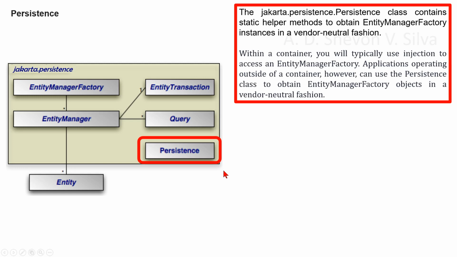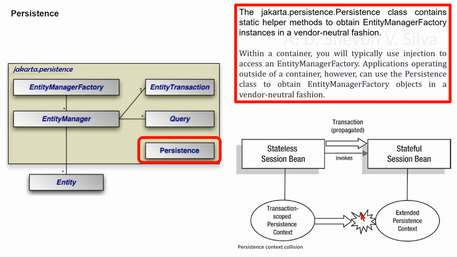Within a container, you will typically use injection to access an entity manager factory. Applications operating outside of a container, however, can use the Persistence class to obtain entity manager factory objects in a vendor neutral fashion. Here you can see persistence context collision.